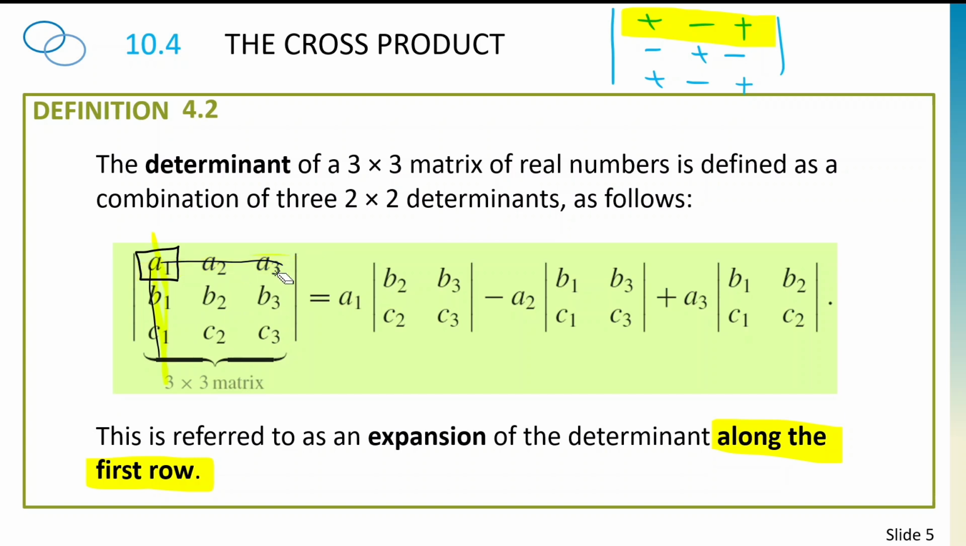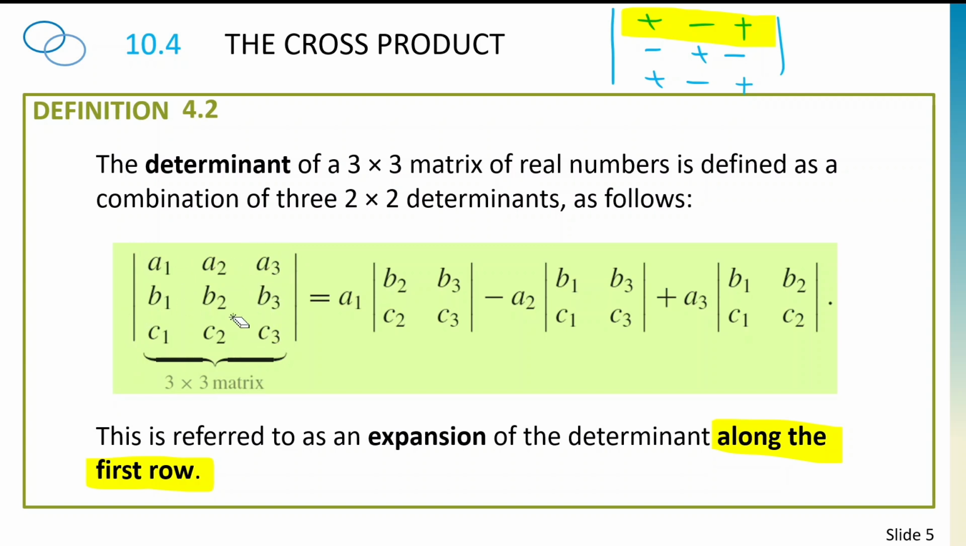Now for the second term, I'll repeat exactly the same thing, but I'll move to the second one, A2. Just think that you cancel the row and the column where you have A2. What will be left? B1, B3, C1, C3. And again, I'll repeat the same thing for the third term. So cancel out the row and column where you have A3. What will be left? Clearly, B1, B2, C1, C2. So every time, we expand along the first row. You start with A1, cancel out the row and column where you have it, and take the leftover terms.